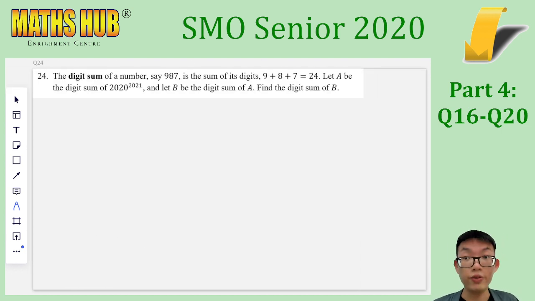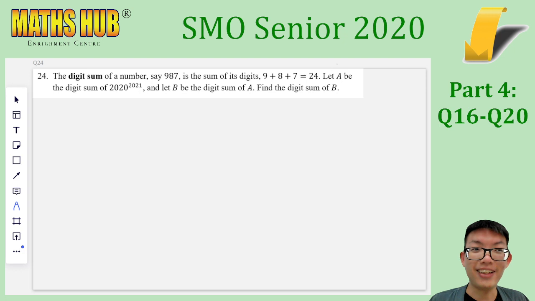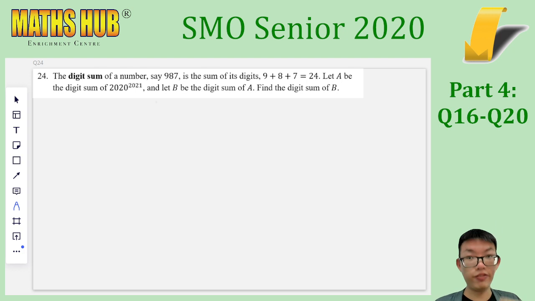Next up, question 24. The digit sum of a number is the sum of its digits. Not a very surprising name. Now let A be the digit sum of 2020 to the power of 2021, and let B be the digit sum of A. Find the digit sum of B.